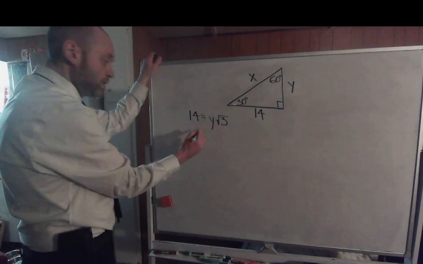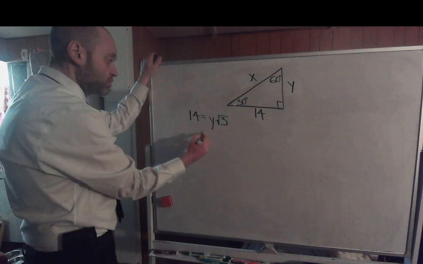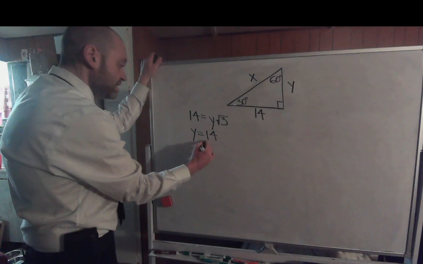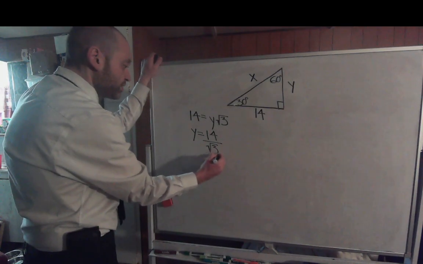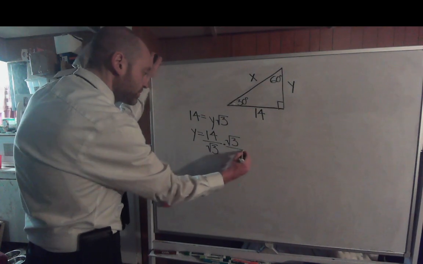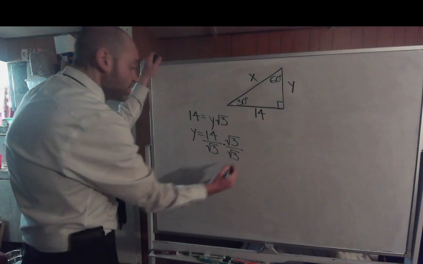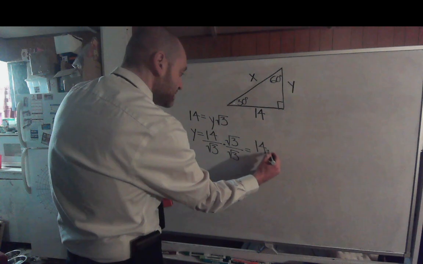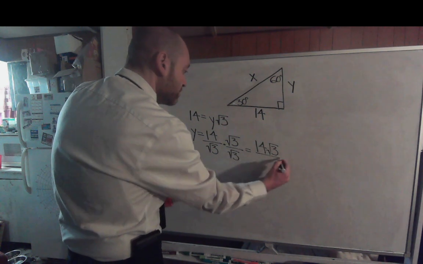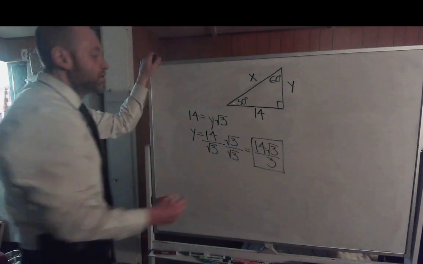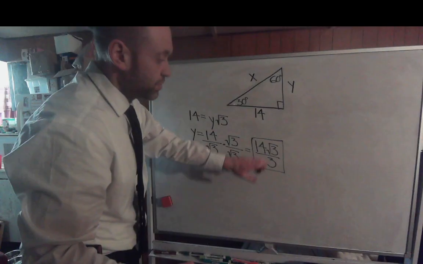So let's solve for y. You'll divide both sides by the square root of 3. So y would equal 14 divided by the square root of 3. So rationalize your denominator, which would have to mean then that y equals 14 times the square root of 3 over 3. That would end up being the length of your shorter leg, 14 times the square root of 3 all over 3.